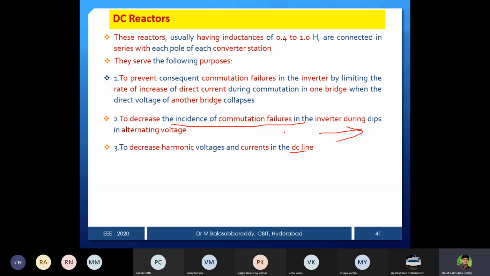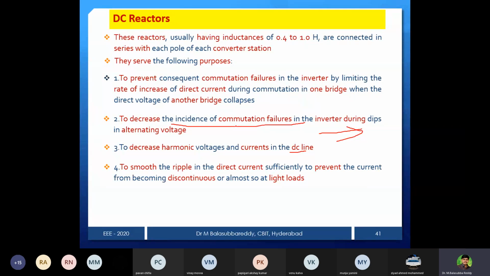Now, that was all about decreasing the harmonic voltages and currents in the DC line. Another one is to smooth the ripple in the direct current sufficiently to prevent the current from becoming discontinuous. This is also important, almost at light loads. Under light load, what will happen? There is a chance of discontinuous current.